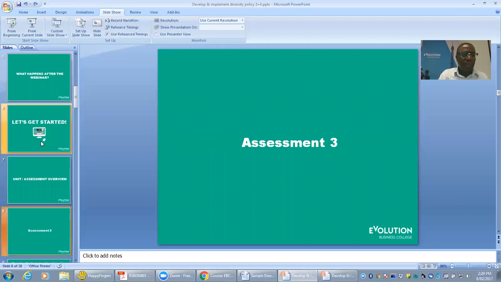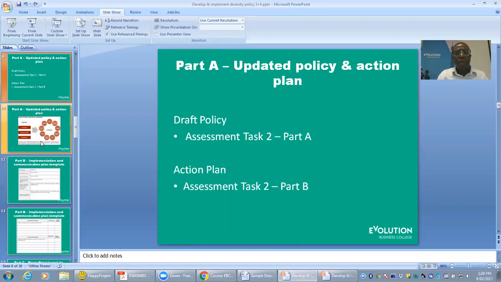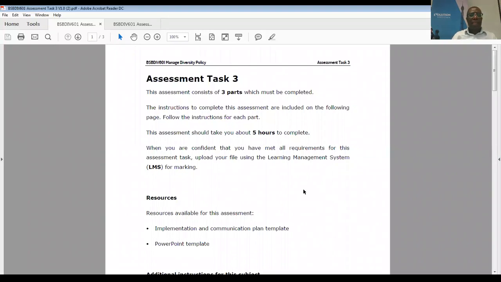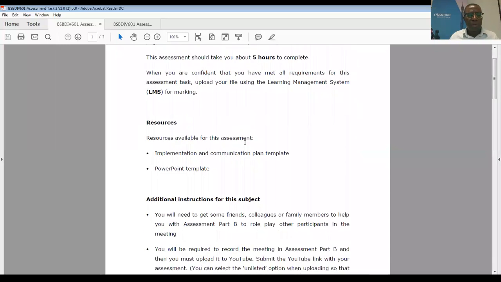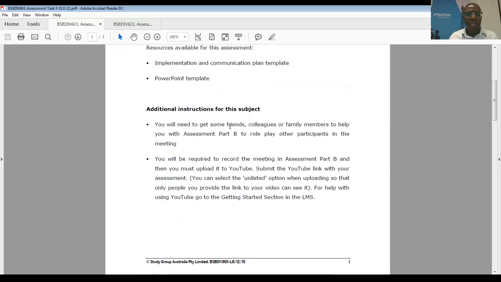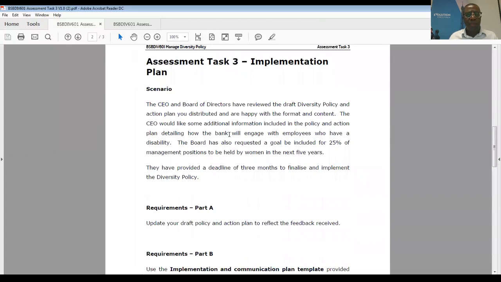We get started with assessment 3. So there's a draft policy. Now, if we go to our question, what is assessment 3 saying? What do they want us to do? In your assessment 3, it says here, the assessment consists of 3 parts which must be completed, and the instructions to complete this assessment are included below. So let's go straight away. Your resources will be the implementation communication templates, the templates that we have, the PowerPoint, and let's look there and see what we require.